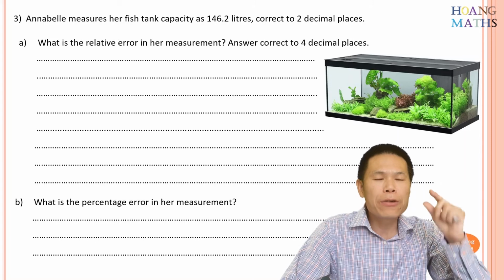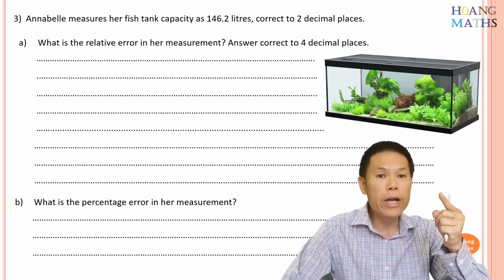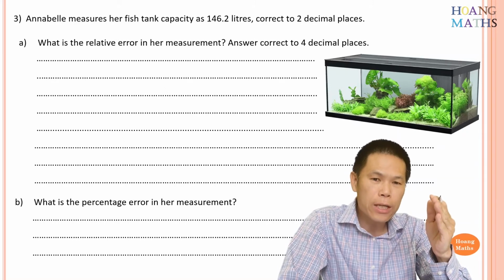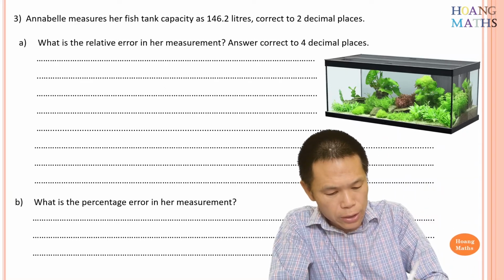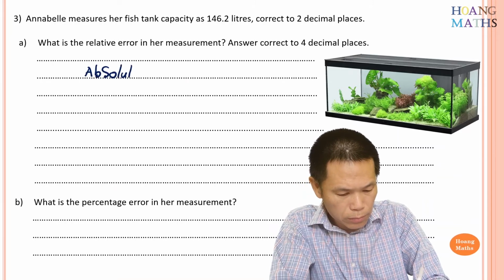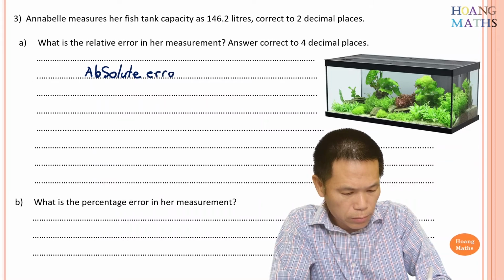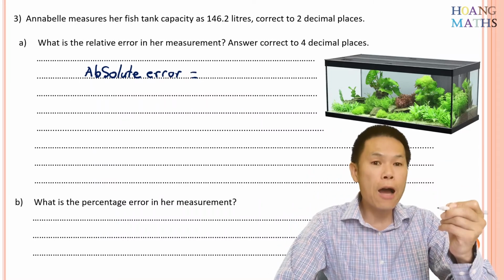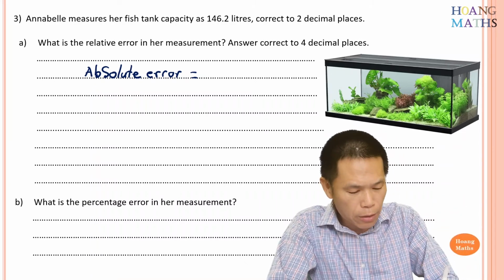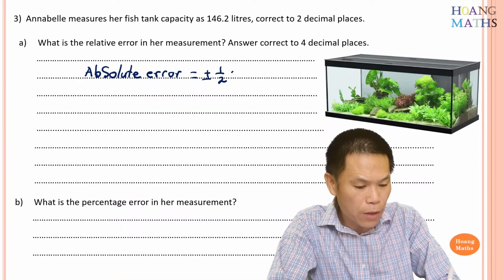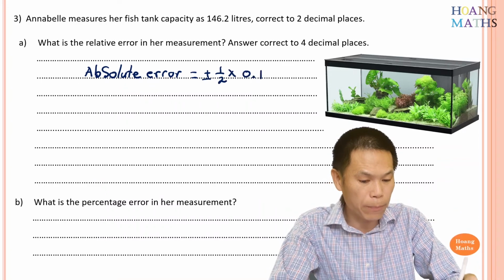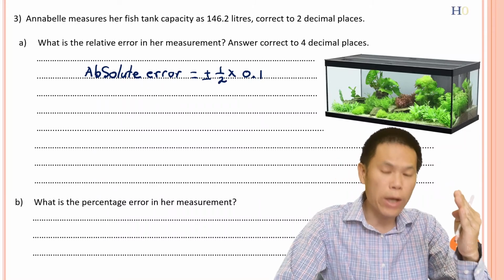Hi, I'm back. How did you go? Let's work it out together. For the relative error, first of all, we need to work out the absolute error. The absolute error is equal to plus or minus half of the limit of reading, or the degree of accuracy, if you like. In this case it is 0.1, because it's correct to one decimal place.